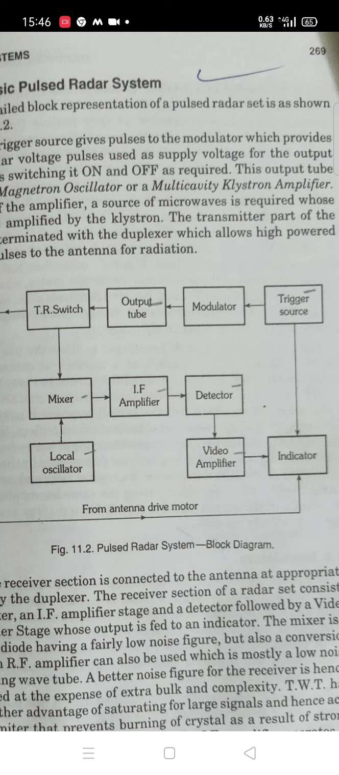Then the IF amplifier is made broadband to allow the use of fairly narrow pulses. This means that the number of cascaded IF amplifiers used. Then the detector which is used, in that we are using a crystal diode whose output is amplified by the video amplifier having the same bandwidth as the IF amplifier, and the output signal is then fed to the display unit, which may be a cathode ray tube.